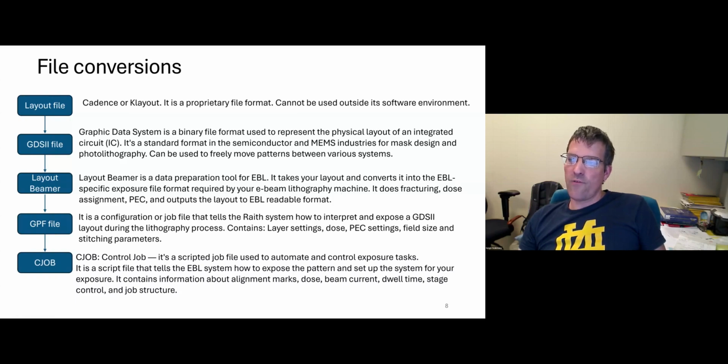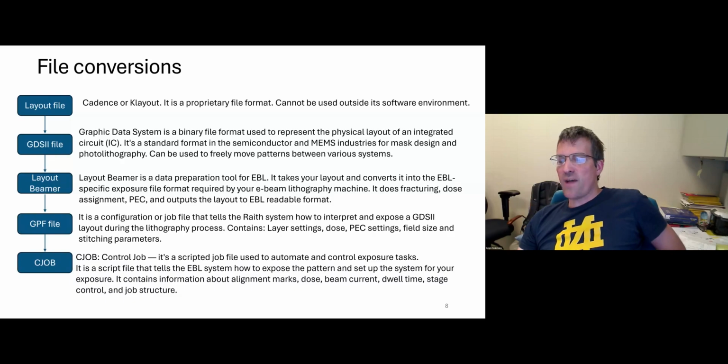So this is a file that will transfer your pattern to an e-beam readable file. And this GPF file contains the configuration that tells the Raith system how to interpret your GDS file during the exposure, basically. So Layout BEAMER outputs this GPF file.